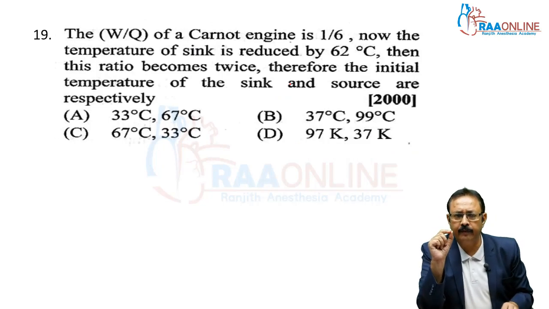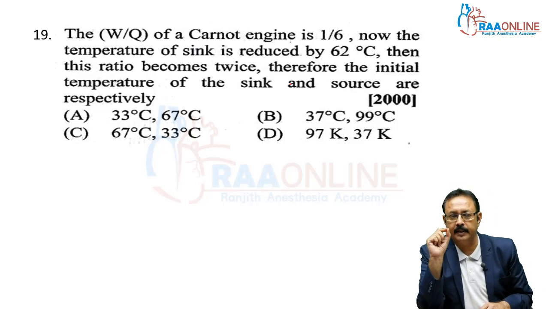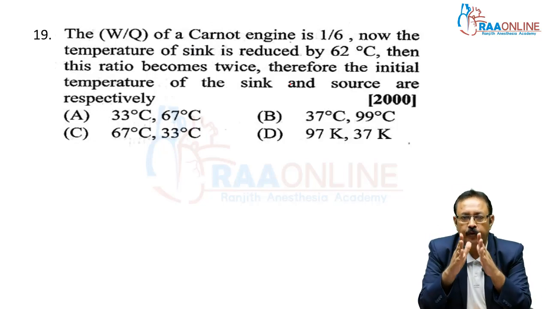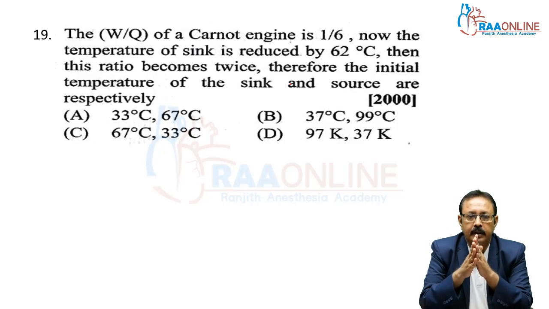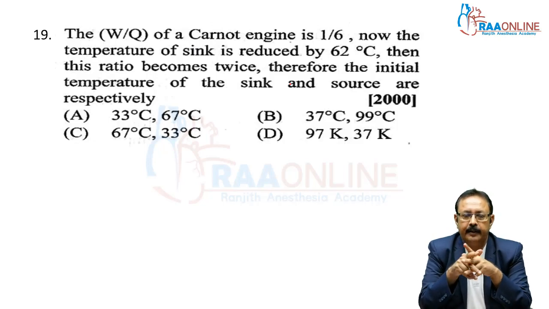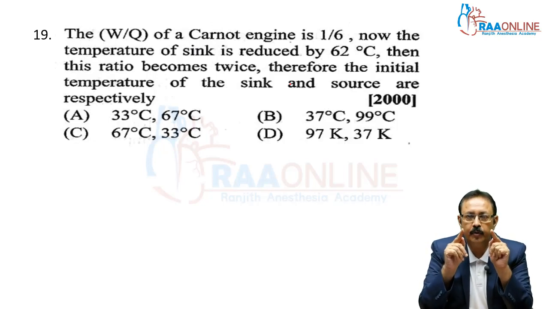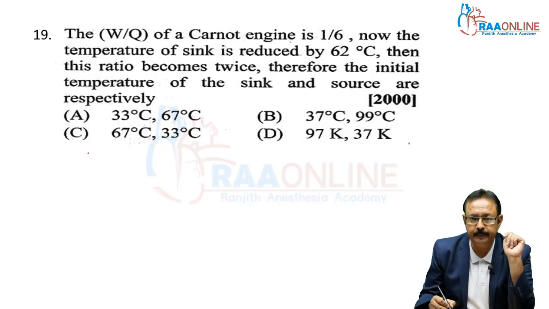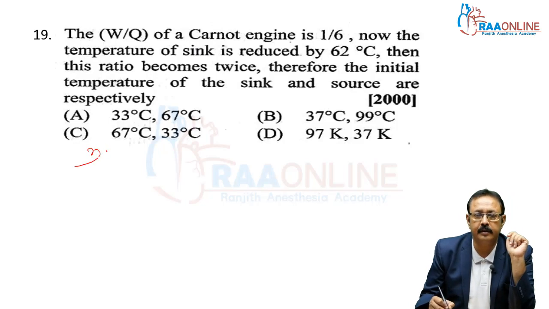Next, the W upon Q of a Carnot engine is 1 by 6. What is W upon Q? Useful work upon energy intake. It means they are talking about efficiency. So what is given? Initial efficiency was 1 by 6.